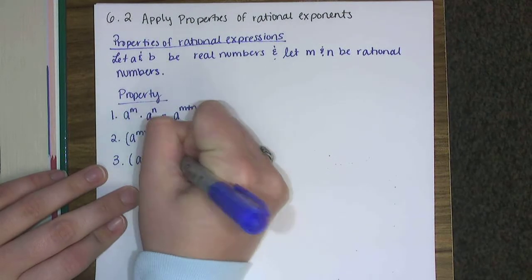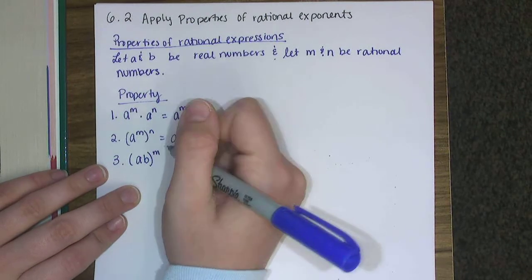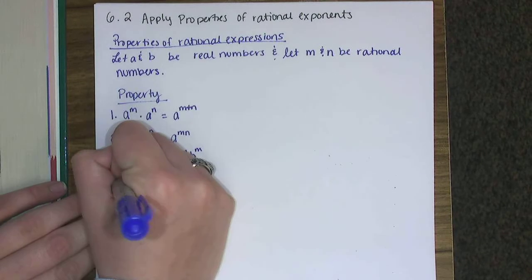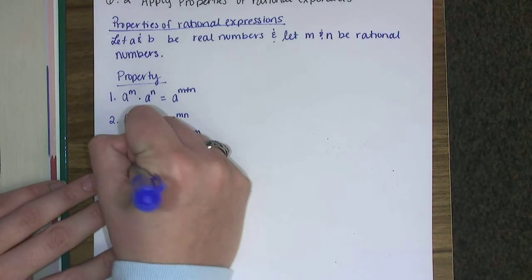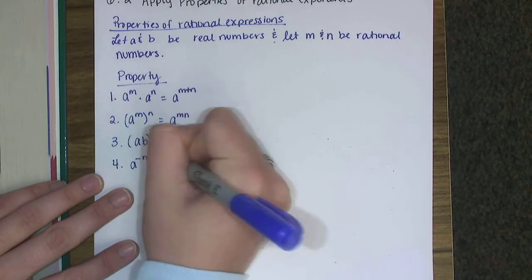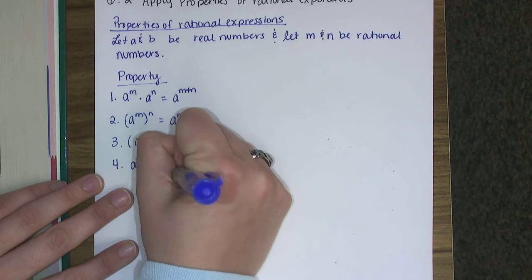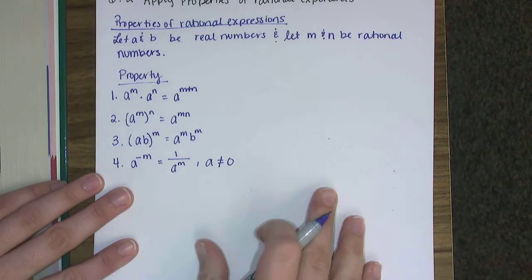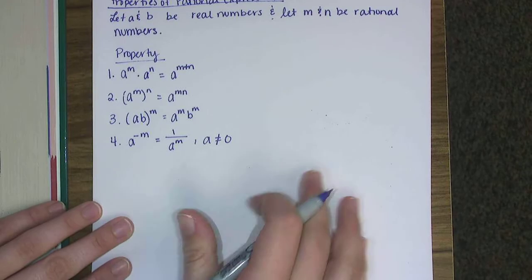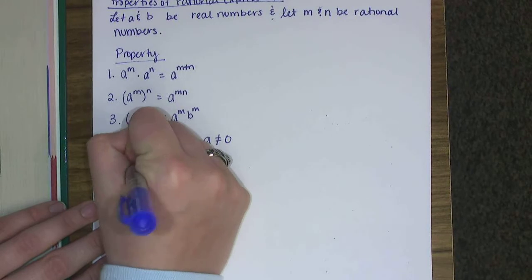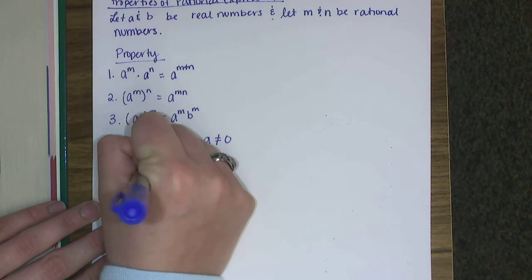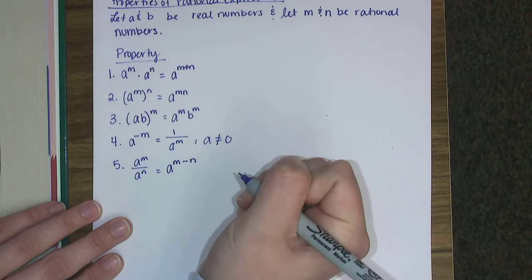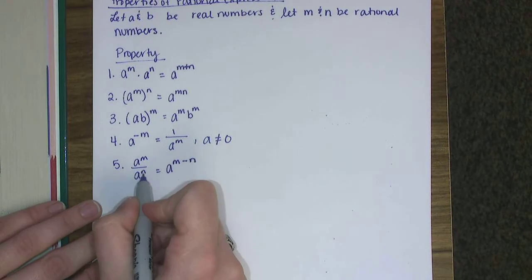4, we have a to the minus m. Hopefully you remember that gives us 1 over a to the m, assuming that a is not equal to 0. 2 more. 5, a to the m over a to the n is equal to a to the m minus n. Okay, so remember to bring that up to the top, or to switch wherever it is, we have to subtract it. So that's why we subtracted the n there. And again, we're assuming that a is not equal to 0.